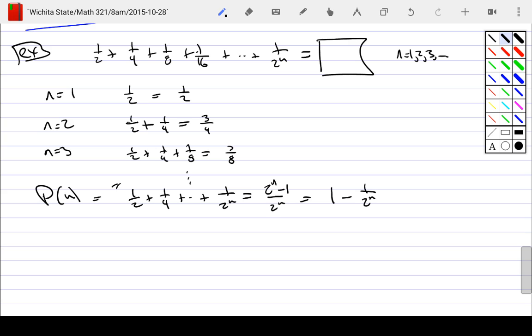Because what is your last object? An 8th. What's your answer? 1 minus an 8th. What if I went up to 1/16? 1 minus a 16th. What's the limit of this as it goes to infinity? 1.